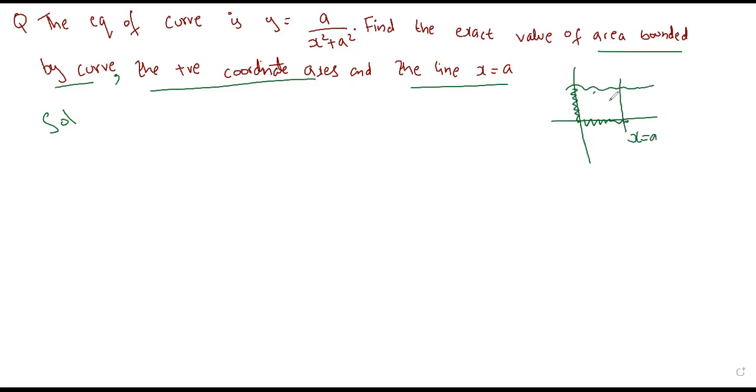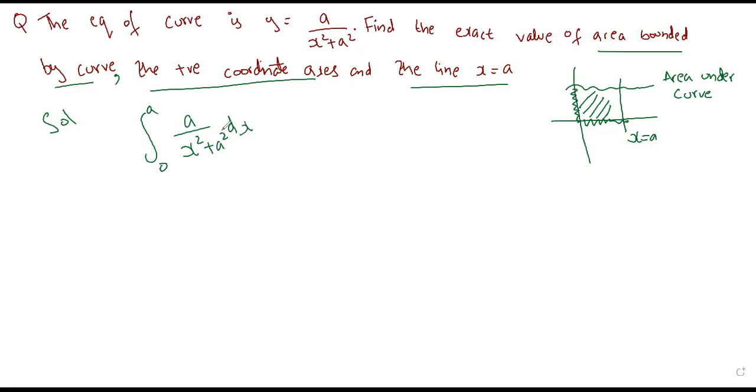You need to find this area. So cutting it short, you need to find the area under the curve from 0 to a. Excellent. So the whole thing is basically integrating a over x square plus a square from 0 to a. Very well done.